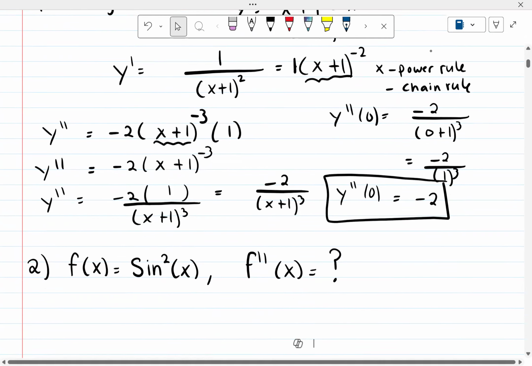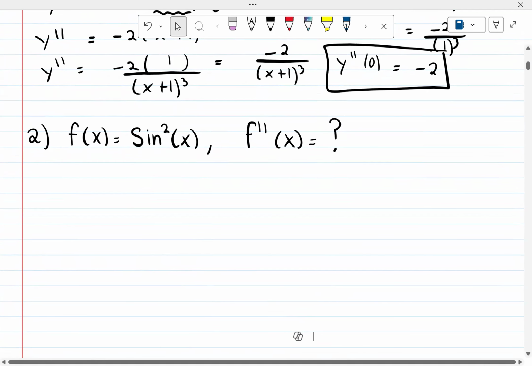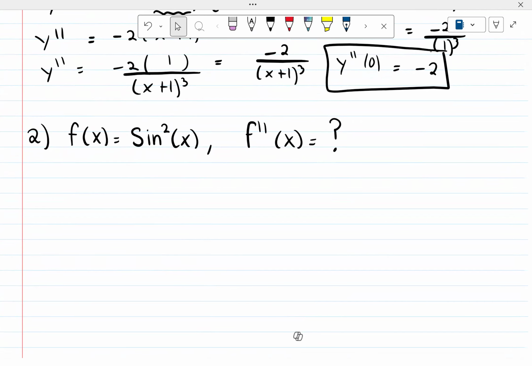Okay, so let's move on to question 2. We have f of x equals sine square of x, and we've got to find f double prime. So which technique shall we use? First off, I can rewrite this problem. Sine square of x is the same thing as sine of x all raised to the second power, right?